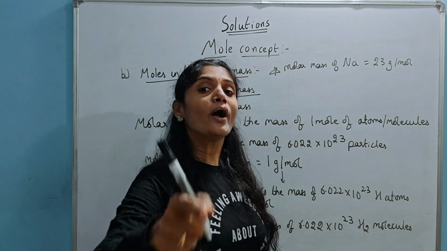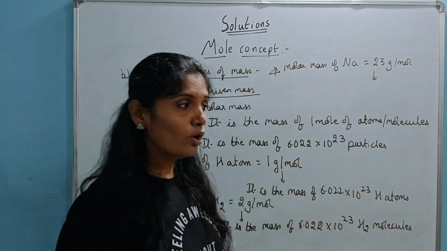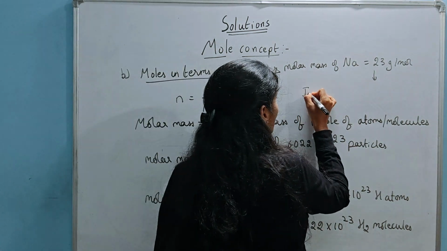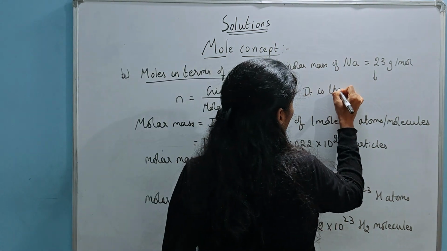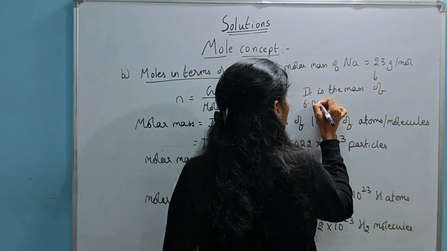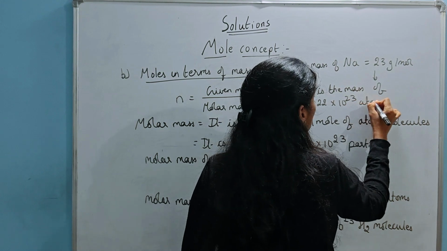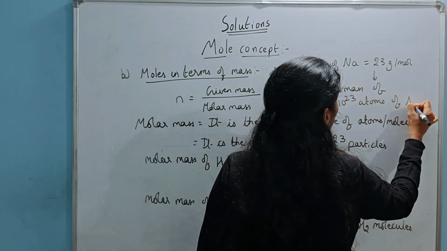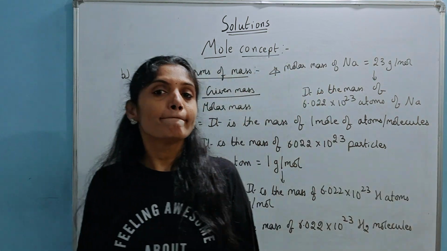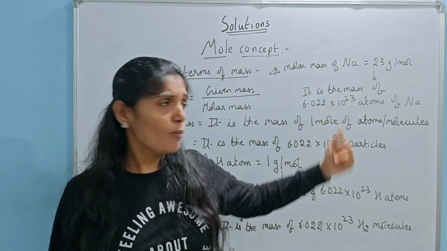Here, what do I infer? What is 23 gram per mole? It is the mass of 6.022 into 10 to the power of 23 atoms of sodium. Clear? Because here we are talking about the atomic form of sodium.